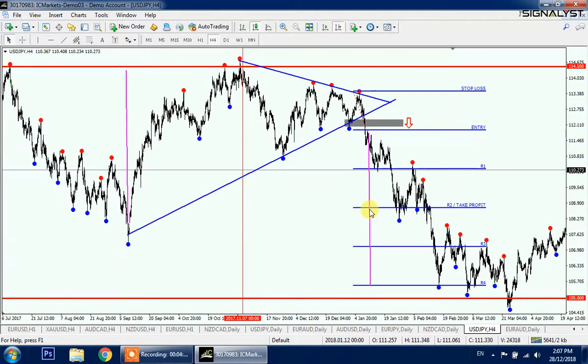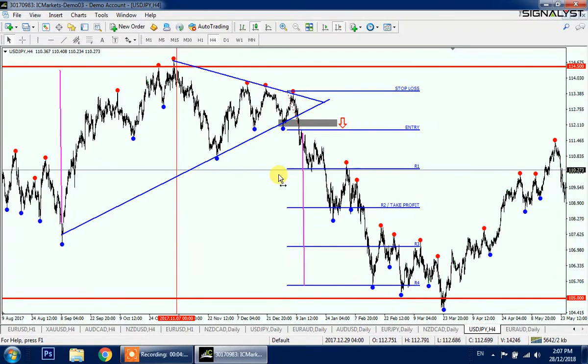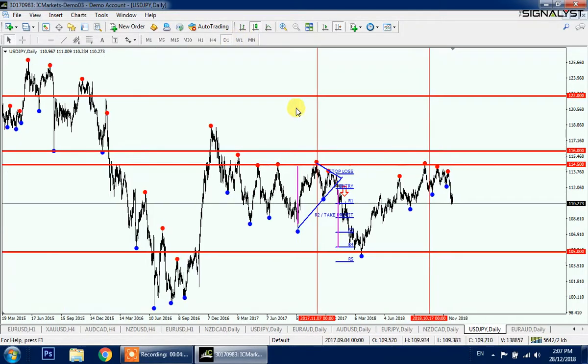So here's our target. We can go for 2-to-1, or we can go for R4. It depends on your style and your risk appetite. Let's take the other setup. Here we've got another one.